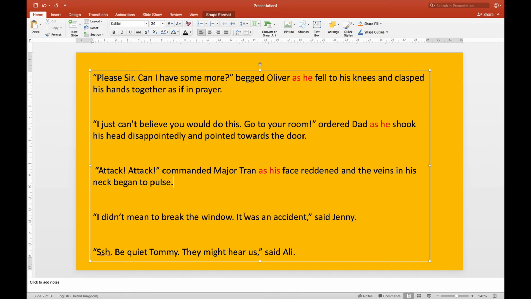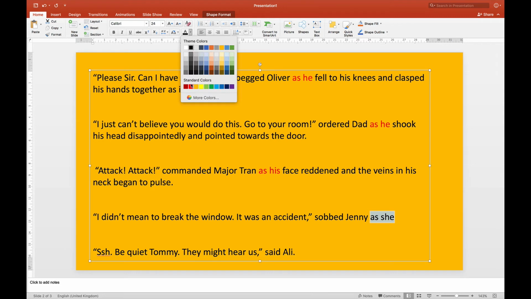Next one. "I didn't mean to break the window. It was an accident," said Jenny. So Jenny's obviously very sorry for what she's done. She might even be crying. Sobbed Jenny. And here we go, "as she" this time. Simple. We just keep adding that phrase: as he or as she, as him or as her.